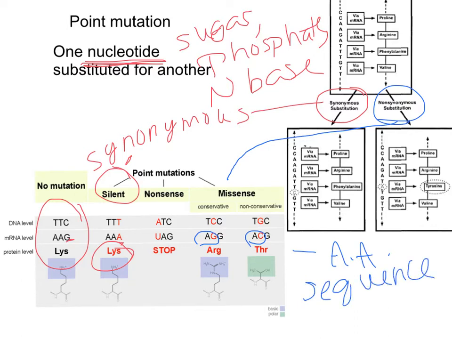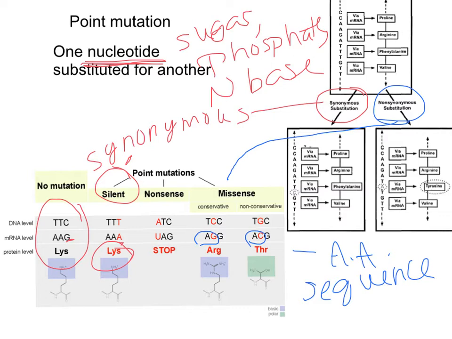So we can get a protein that doesn't function as well as the original, that's going to be our most common. So I've changed the amino acids that are found in the protein. The new protein doesn't work as well as the original one. That would be our most common kind of missense mutation.